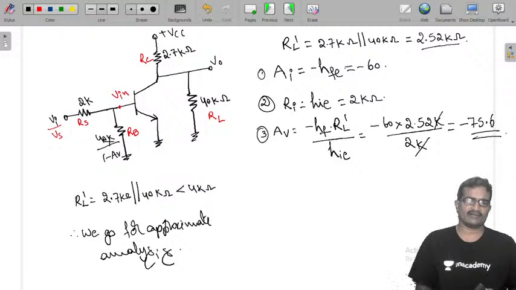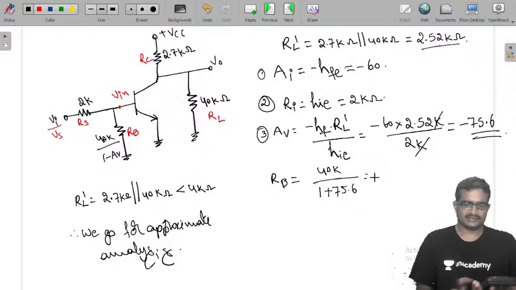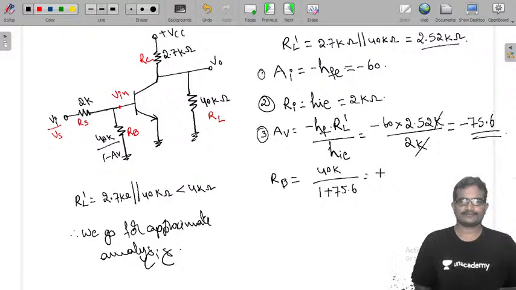Now take that and calculate this RB. Now RB is 40K by 1 minus AV, that is 1 plus 75.6. So it is 40 divided by 76.6, which is 0.522, that is 522 kilo ohms. Okay, that is the RB value.